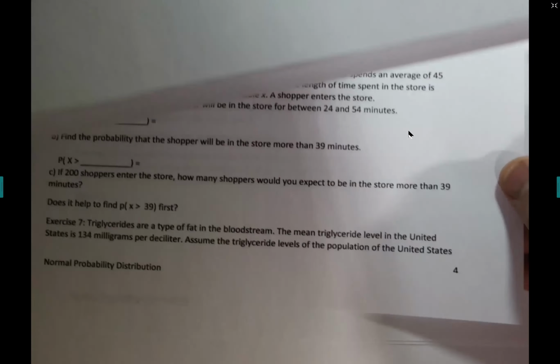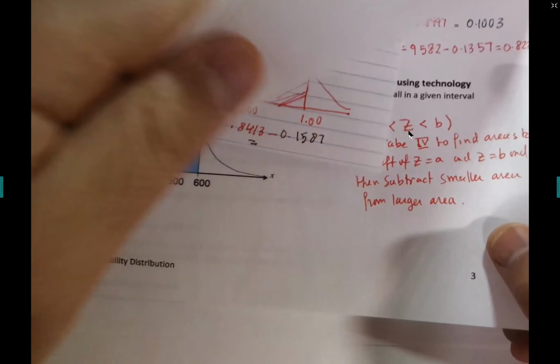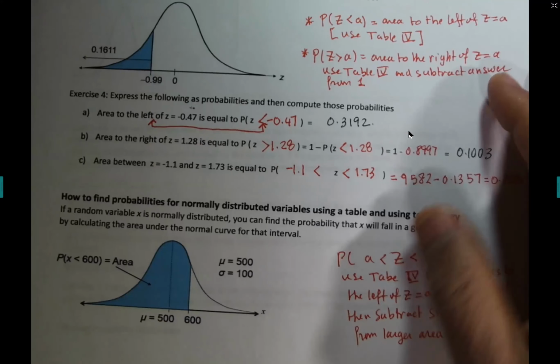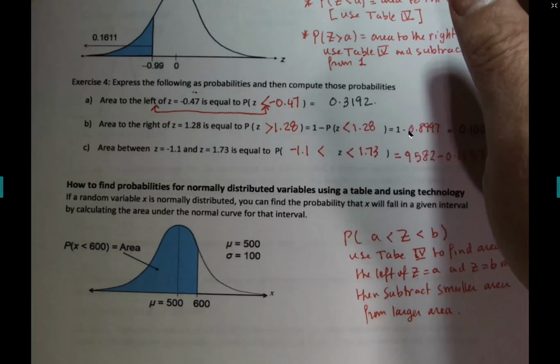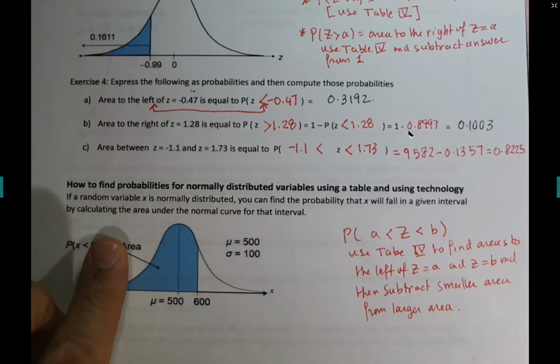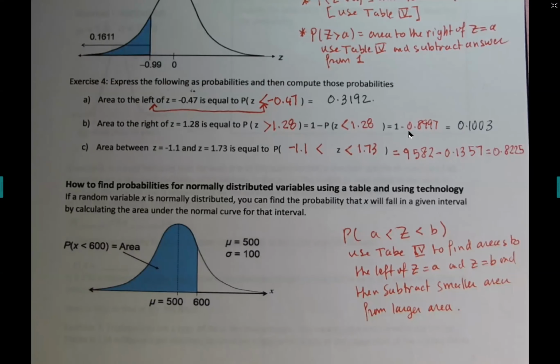Okay, we're gonna do this exercise together, guys. Have your calculator handy, and we're gonna show you how to find probabilities for normally distributed variables using a table and using technology. I'm gonna focus on technology from now on. If a random variable x is normally distributed, you can find the probability that x will fall in a given interval by calculating the area under the normal curve.